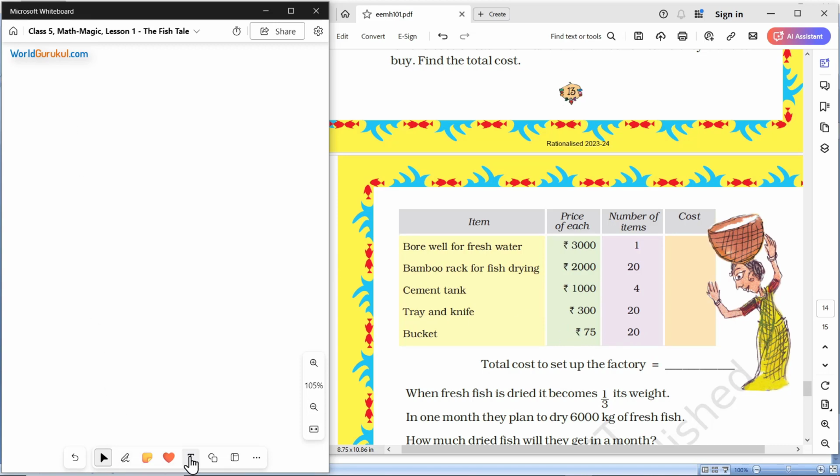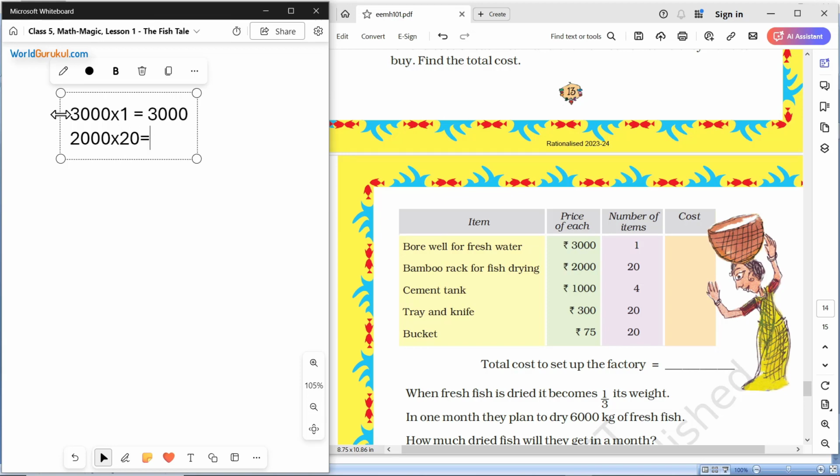Can you tell how much that's going to cost them? Borewell, 3,000 multiplied by 1 is 3,000. Bamboo racks, 2,000 multiplied by 20. So this is how much? 40,000. So it's convenient to read if you use commas after thousands.